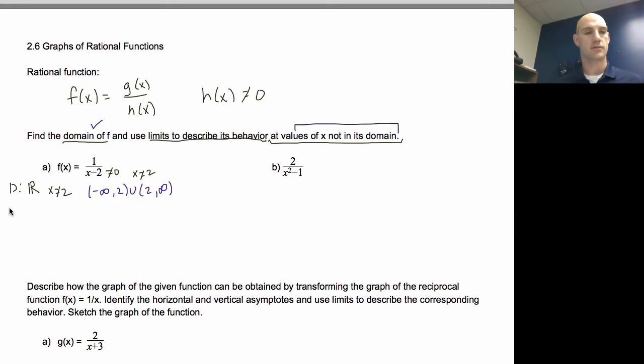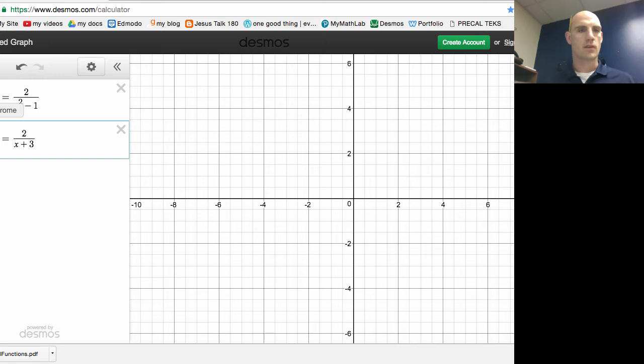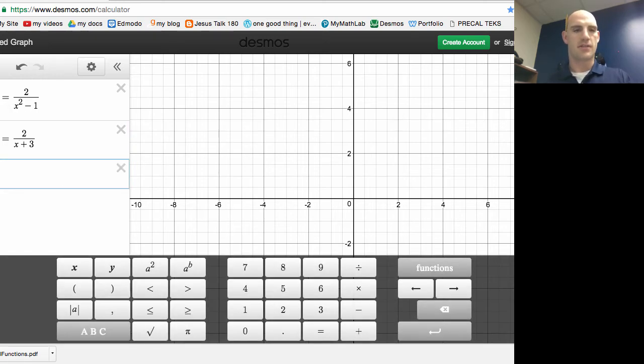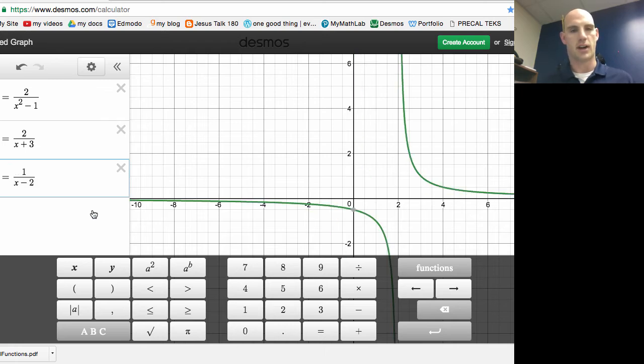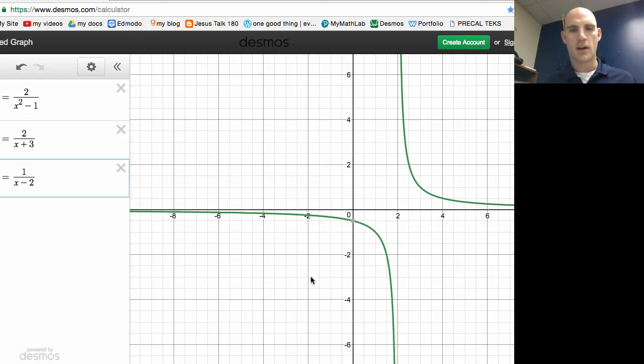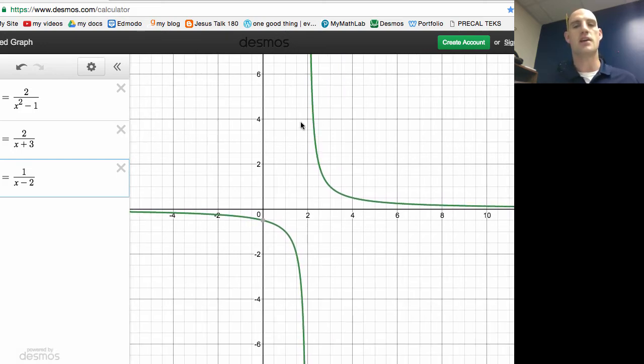In this case, we want to do limits at x equals 2. What is the graph doing at that value that's not in the domain? And I want to pull up a graph here for you. Let's look at this. Let's type in a function. F of x equals 1 divided by x minus 2. Check it out. I can obviously see that 2 is not included in the domain, which is what I know.